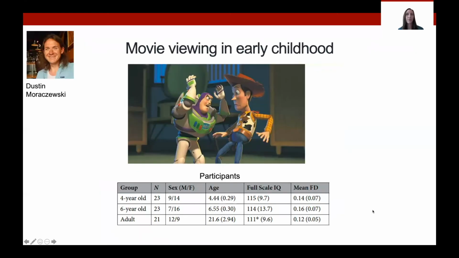To do this, we presented participants aged 4 and 6 years, as well as adults, with a clip from the movie Toy Story. We identified a clip that really elicited a lot of inferences about characters' mental states. Here I'm presenting just the participants who provided usable, that is low motion artifact, data. So it's 23 4-year-olds, 23 6-year-olds, and 21 adults. This work was really led by my former graduate student, Dustin Marcheski.